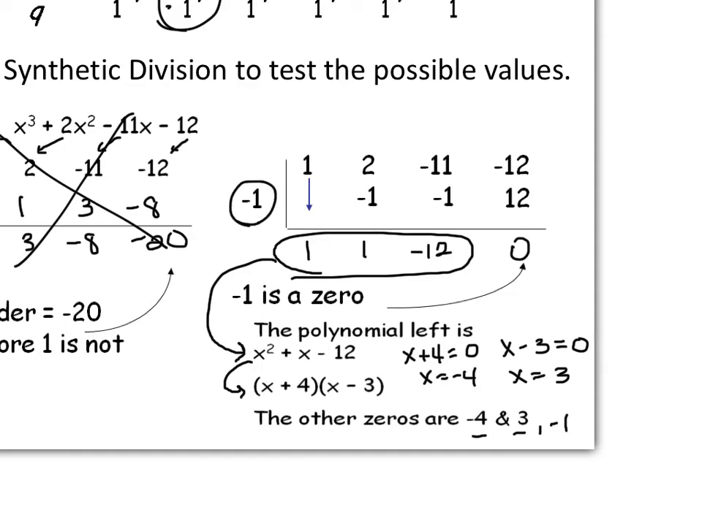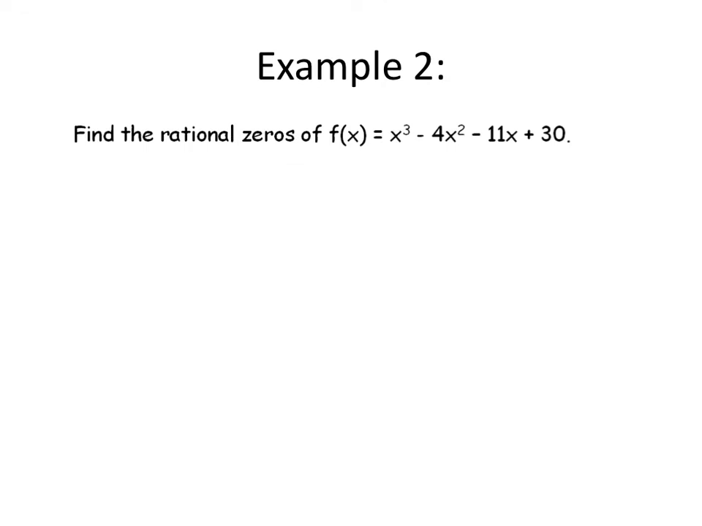Alright, so let's try our problem all the way from the beginning. Okay, so this time it looks just like this. It didn't give us any starting info like they did yesterday. So first thing we have to do is figure out what P is. P is equal to 30. That's the constant. Q is equal to the leading coefficient, 1, the number in front of the term that has the biggest exponent. So now we have to list all the factors of 30.